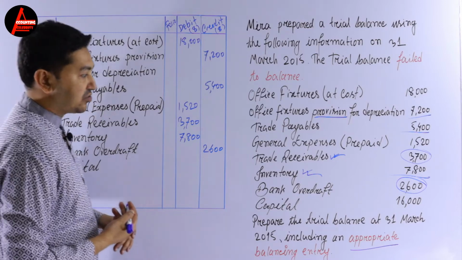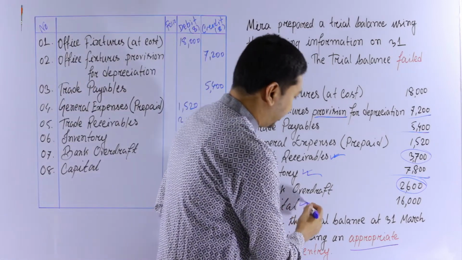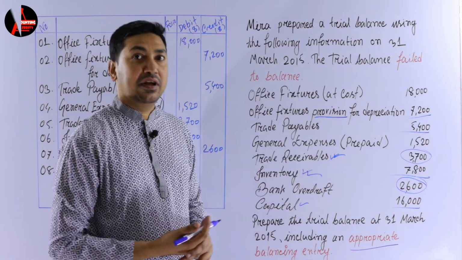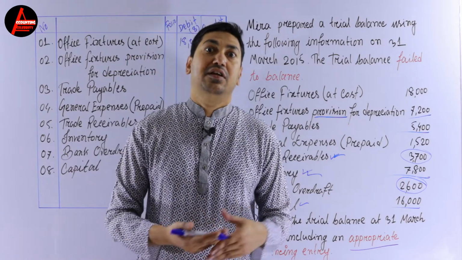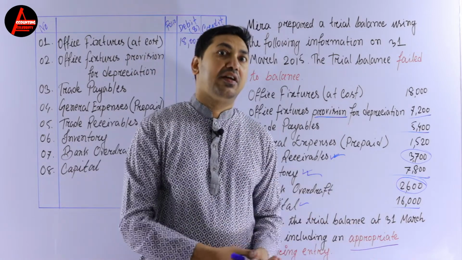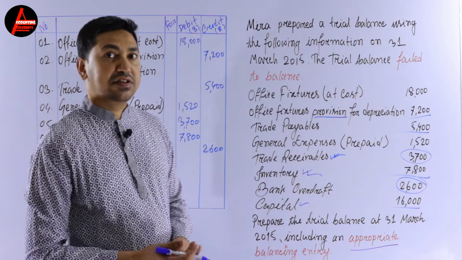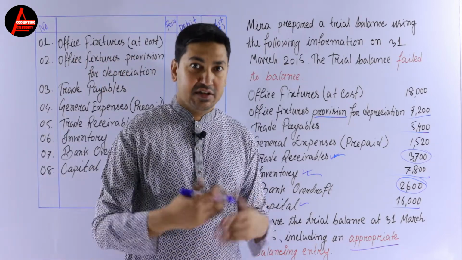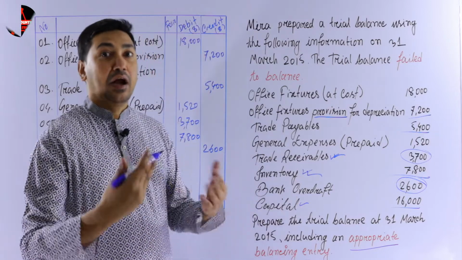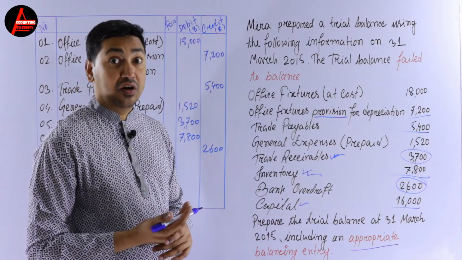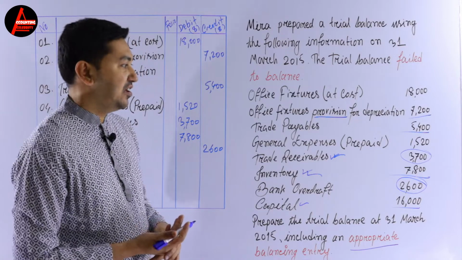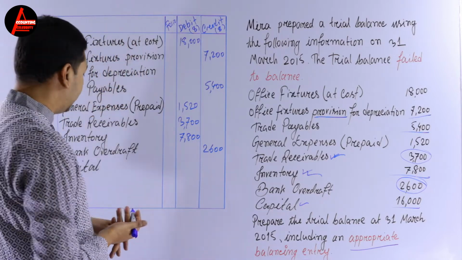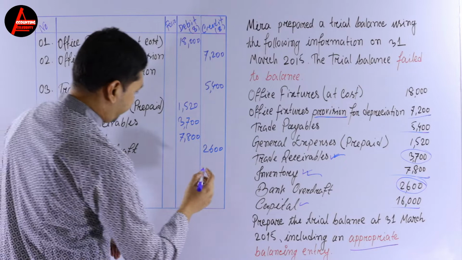Next one is capital. So already you know capital is credited, it comes in the credit side. So what is capital? Resources supplied by the owner to the business will be your capital. Capital is also called owner's equity. So 16,000 you write on the credit column.